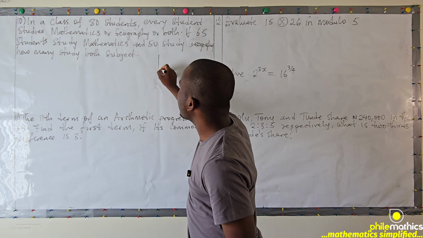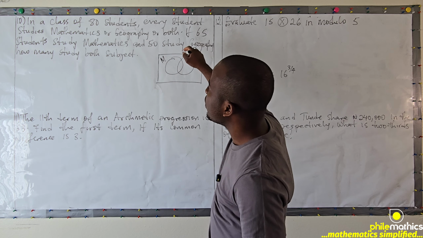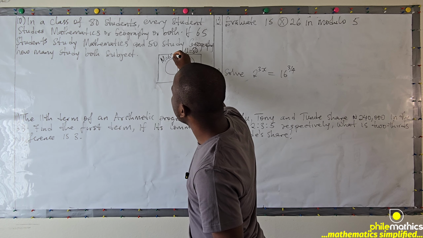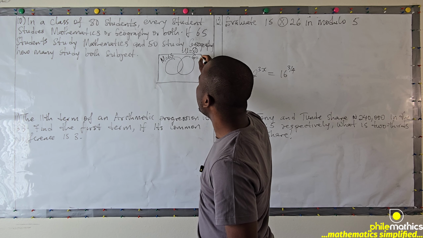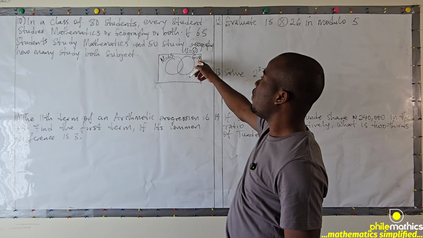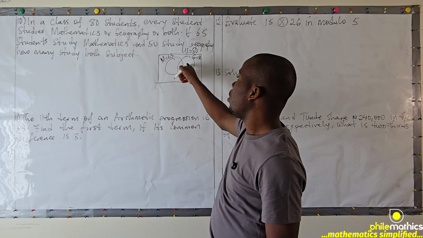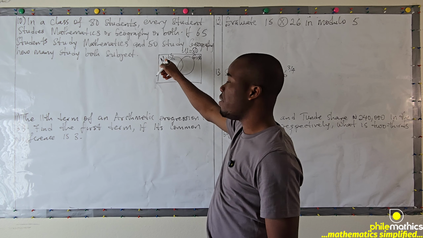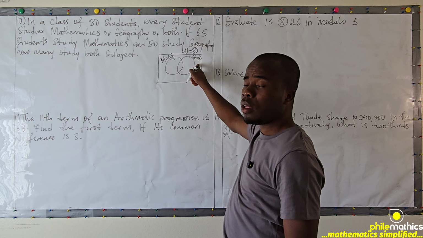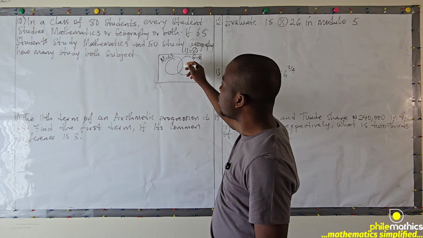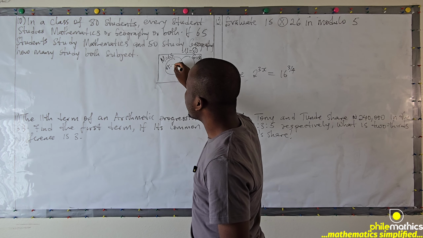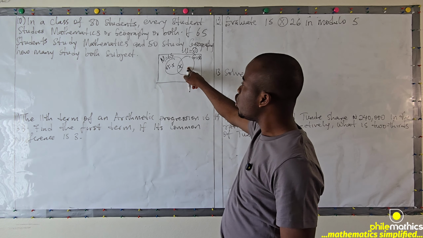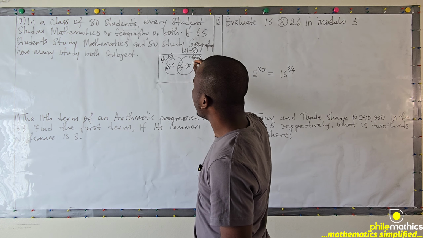Let M represent mathematics, and we are told that 65 study mathematics and 50 study geography. Some of these 50 that study geography may also study mathematics, and some of these 65 that study mathematics may also study geography. So let's call those that study both x. Those that only study mathematics are simply 65 minus x, and those that only study geography are 50 minus x.